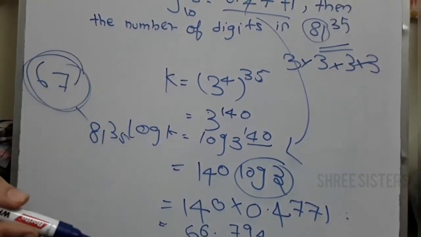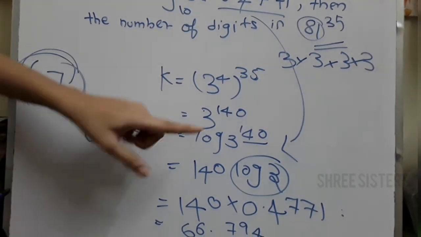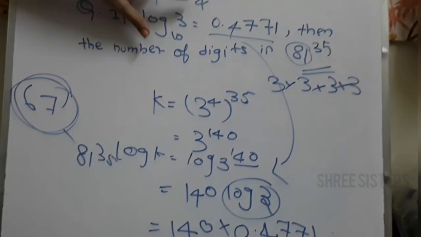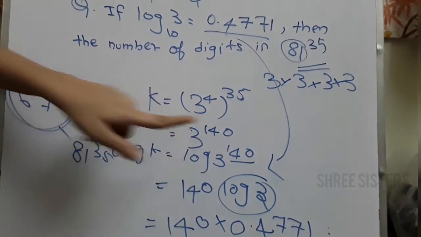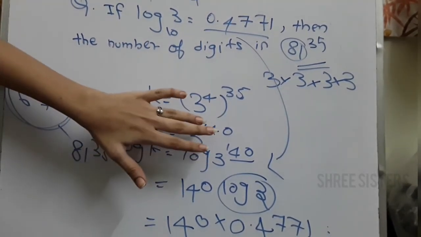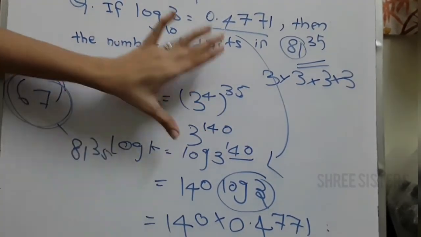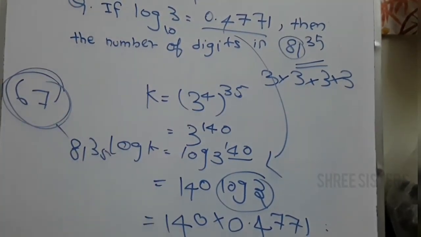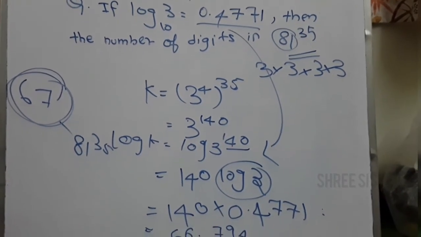This is the answer. So I think this is easy. The first thing you need to do is convert the number into a power of the given number. If they have given log 3, the base should be 3, so you convert the number as 3 power something and solve it like this. If they have given 2, then convert it as a power of 2. This is how you have to do the process.